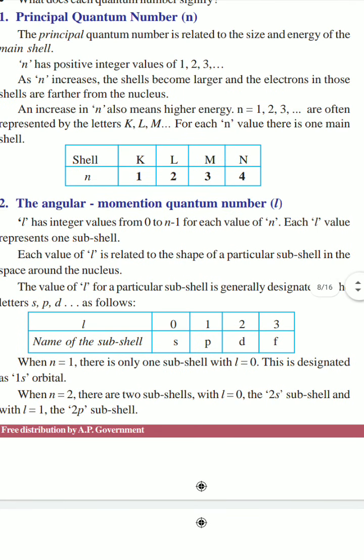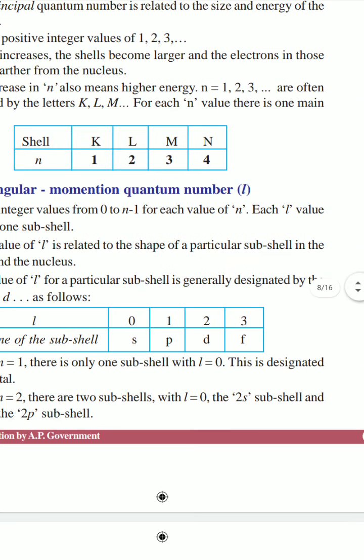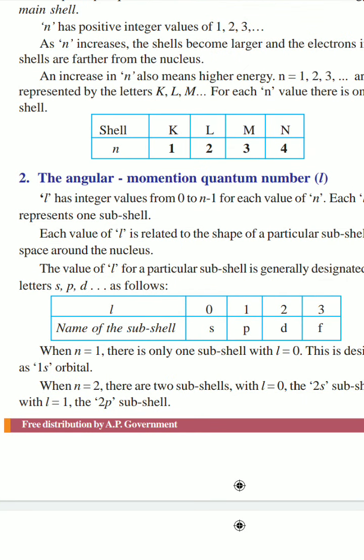And the second one, the angular momentum quantum number. This angular momentum quantum number is always denoted with the letter small l. L has the integer values from 0 to n minus 1. L has integers only, and these are positive integers only, from 0 to n minus 1. For each and every value of n, each L value corresponds to one subshell. So the principal quantum number gives the main shell, and the angular momentum quantum number gives the subshell.